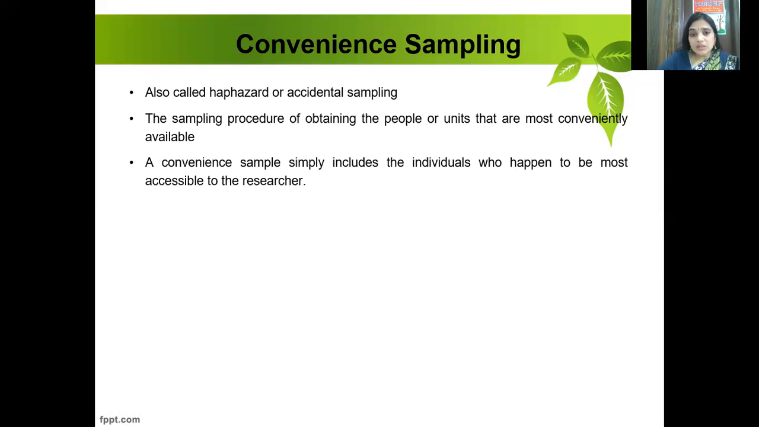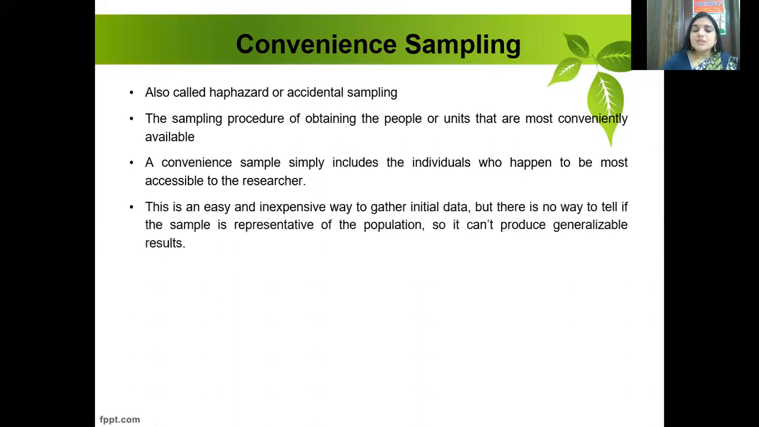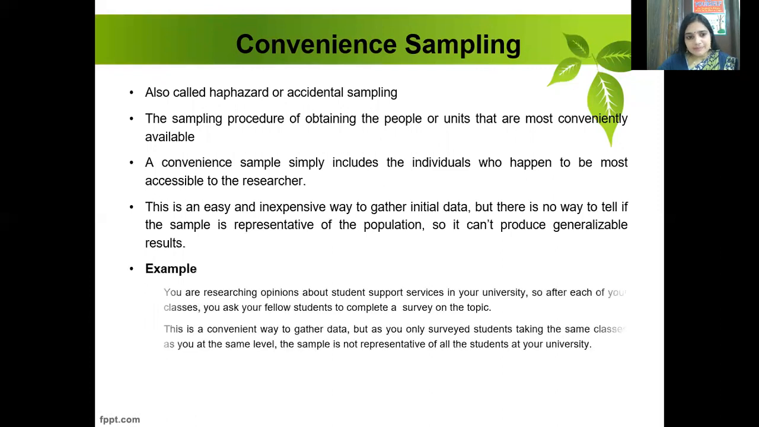That would actually create the bias. This is an easy and most inexpensive way to gather initial data, but there is no way to tell if the sample is representative of the population, so it can't produce generalizable results. So it is better if you go with convenience sampling at the time of pilot study. You can go with this because this is costing you almost nothing, but at the time of actual study you should go with some other sampling.